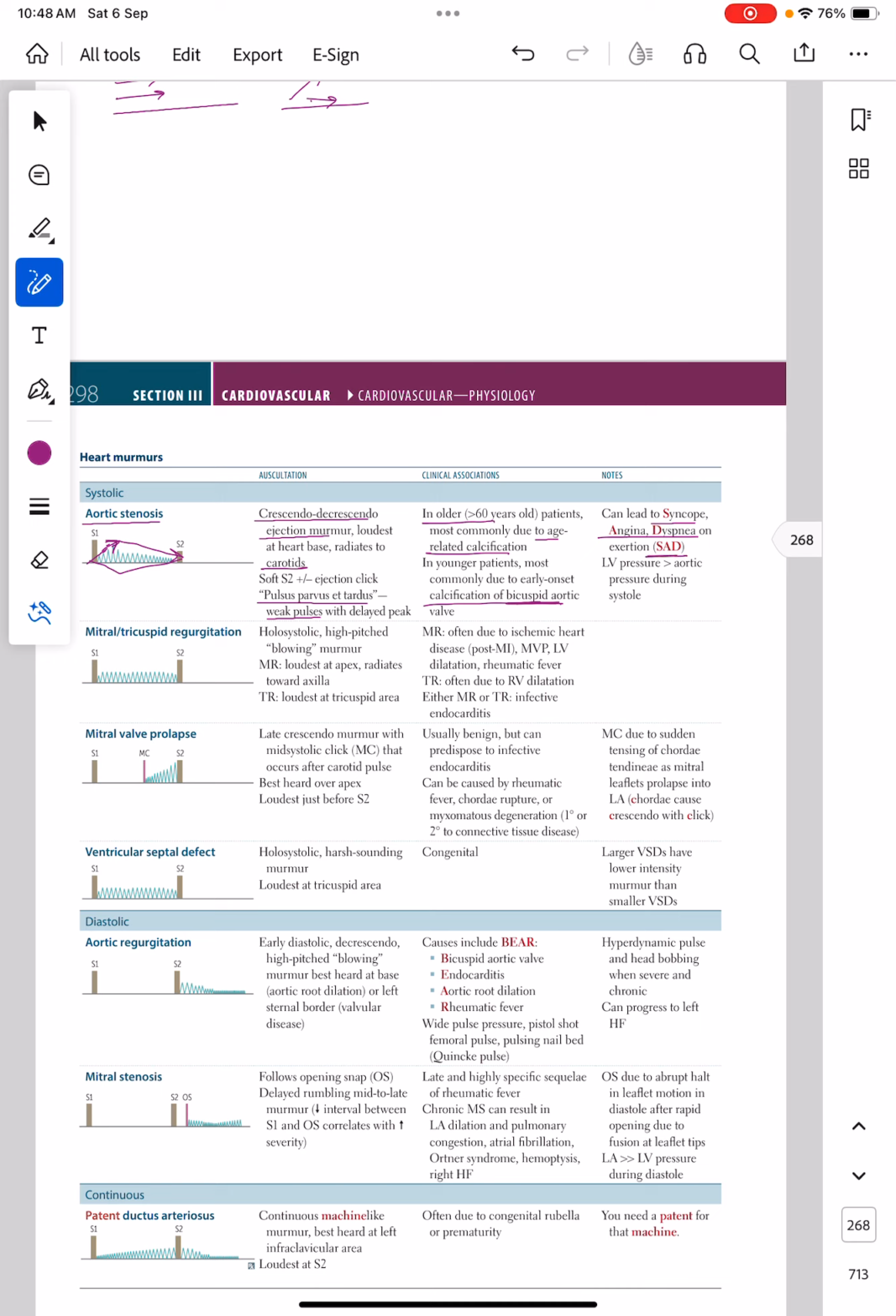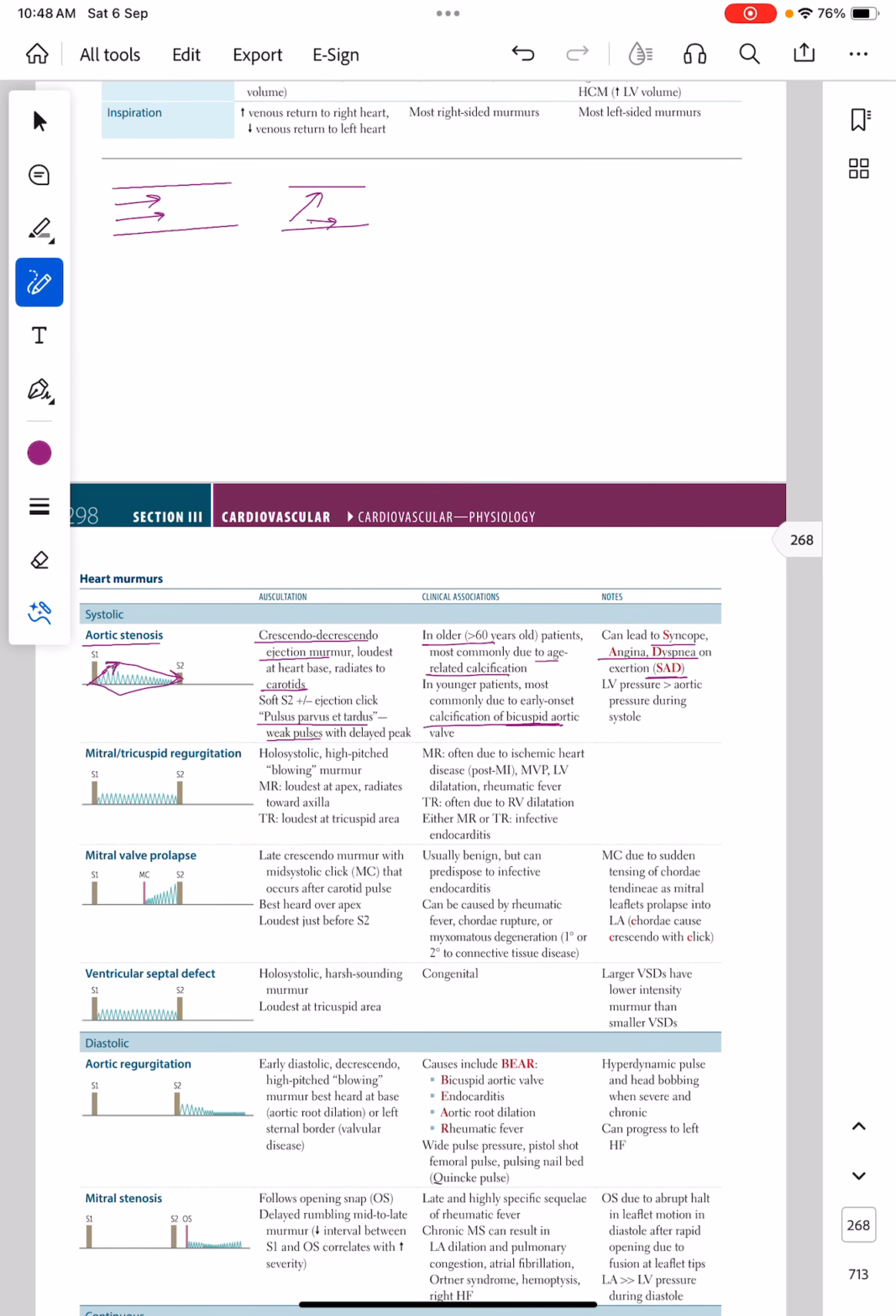And another thing is that it also causes a soft S2, or sometimes S2 is single. Why is it single? We discussed it in the previous video as well. Normally during inspiration, venous return is increased. Why is venous return increased? Because the intrathoracic pressure drops, so it sucks the blood into the right side of the heart.